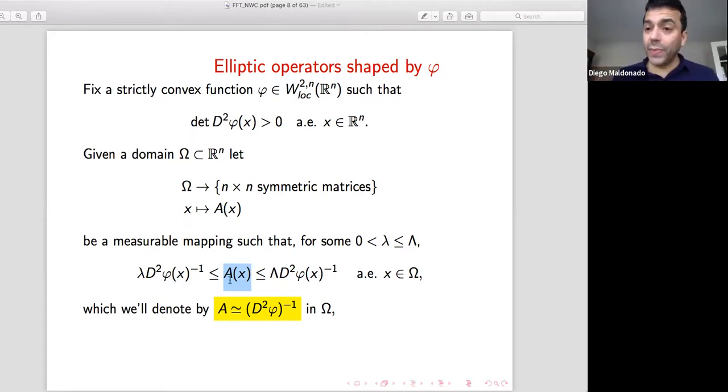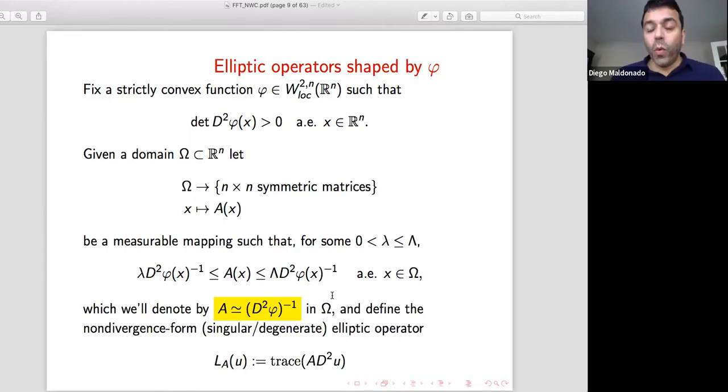In this sense, this means that the eigenvalues of A of x are controlled by the eigenvalues of the Hessian inverse. Remember that the inverse exists for almost every x because of the positive determinant here, right? All right. So in this way, A is shaped by the Hessian inverse of the function phi. If we think that the lambdas are just one, we're saying that A is just the Hessian inverse, right? But we allow for some room.